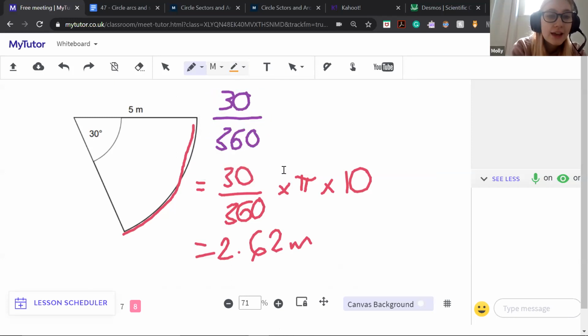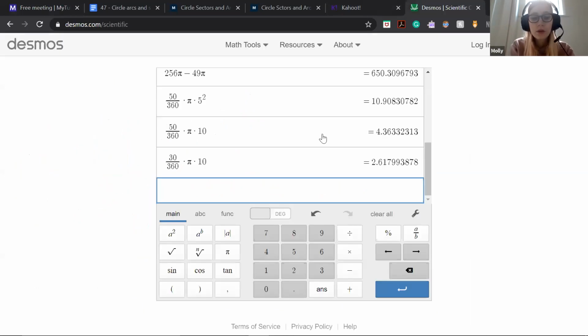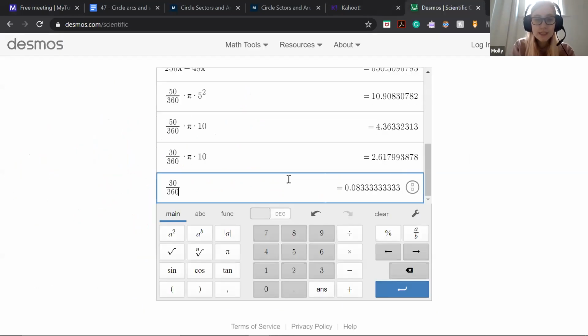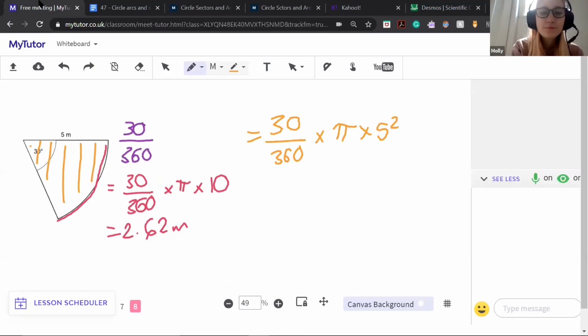And then the sector area, that's going to be the same fraction, but this time of the area, which is pi times r squared. So 30 over 360 times pi times r squared. 6.54. That took me a moment to round because it was 6.54 and so on. Which again, people got, which is fantastic. And that's meters squared because it's an area.